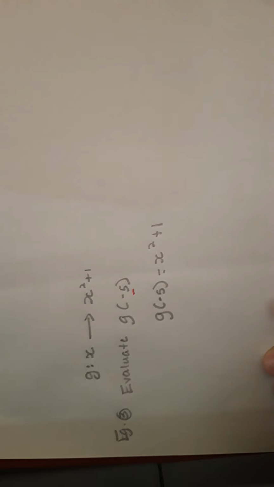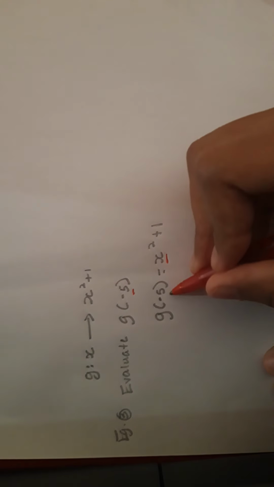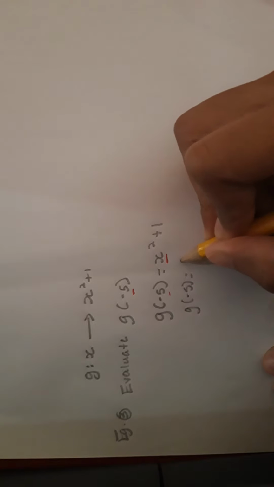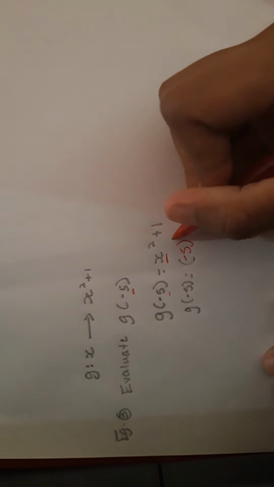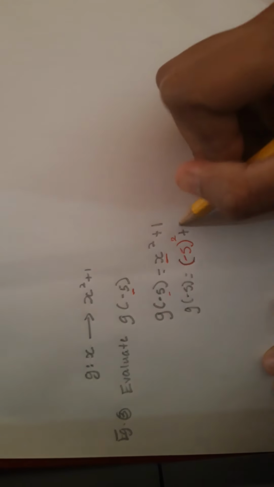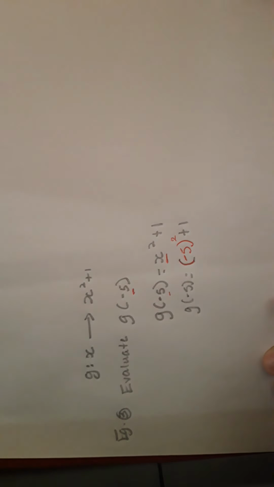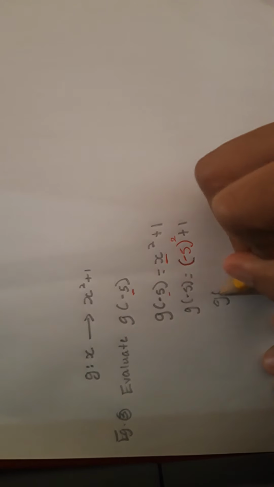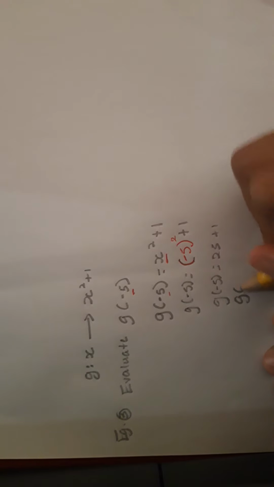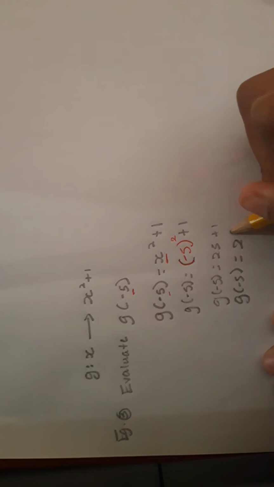Now we are about to substitute. Everywhere we have x, we're going to replace it with negative 5. So g of negative 5 is equal to, not x squared anymore, but negative 5 all squared plus 1. Negative 5 by negative 5 works out to be positive 25. So g of negative 5 is equal to 25 added to 1. G of negative 5 is 26.